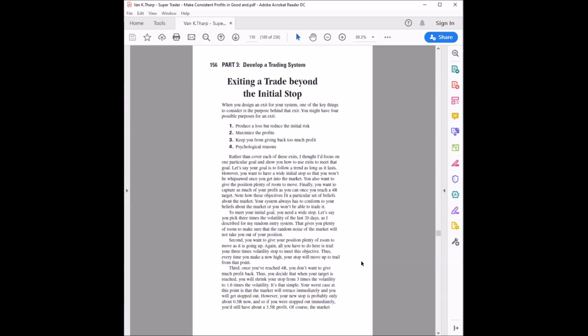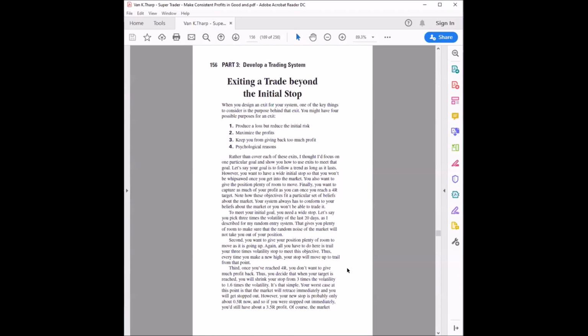Second, you want to give your position plenty of room to move as it's going up. All you have to do here is trail your 3 times volatility. So he uses a trailing stop because, again, his goal is to keep it wide. So as it moves in his favor, he pulls it up. Now in crypto, I don't like to use a trailing stop unless I'm close to my target. But in equities, you can use it a lot more frequently because generally the volatility is less.